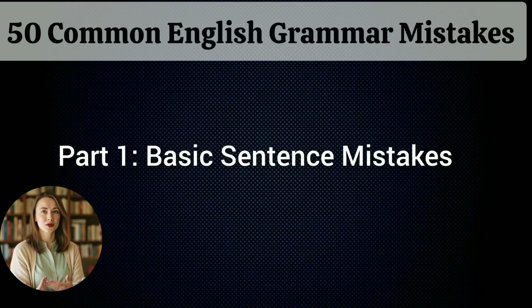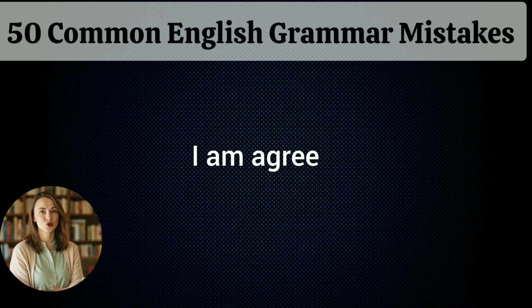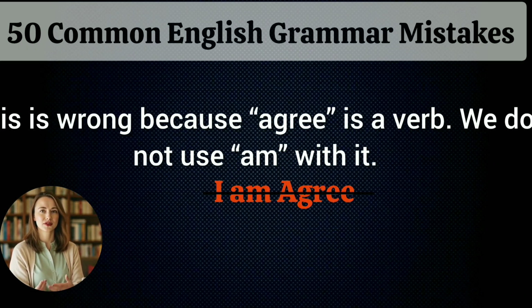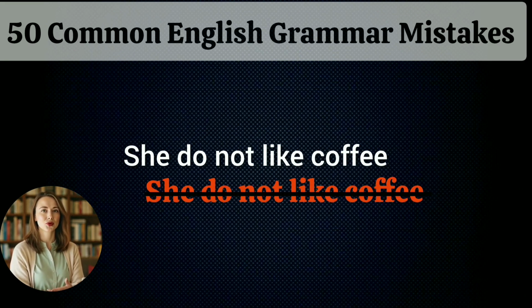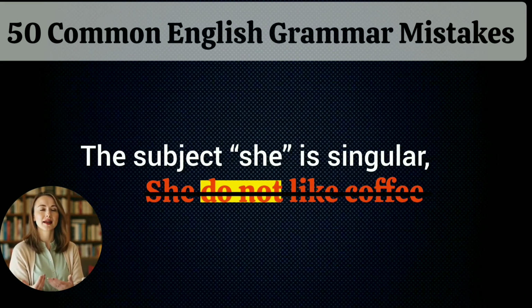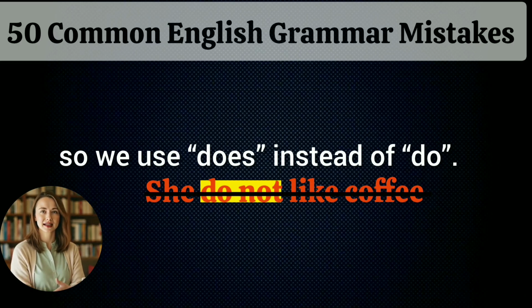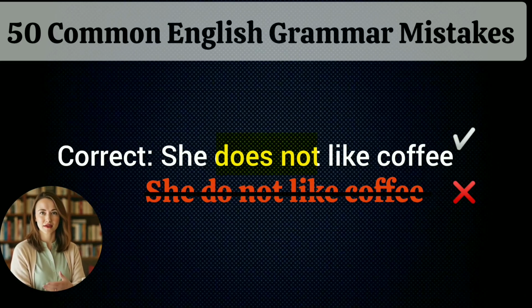Part 1, Basic Sentence Mistakes. "I am agree." This is wrong because agree is a verb. We do not use am with it. Correct: I agree. "She do not like coffee." Subject, she is singular, so we use does instead of do. Correct: She does not like coffee.